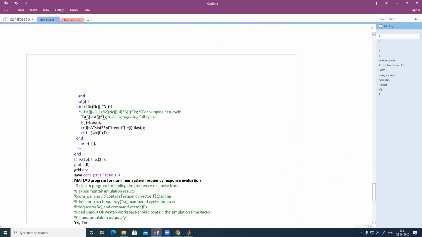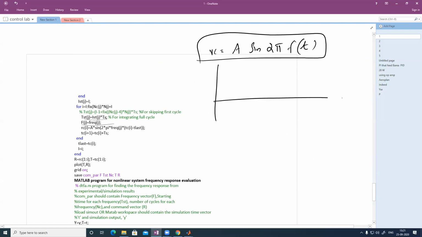I is, if earlier it is 1 into TS, the frequency you are taking, and your RC is the sinusoidal command, A sin 2 pi f t. So you are applying a sine wave. If you are applying it in the digital domain, each one will be a sample. These R1, R2 samples you will get according to this time. The time scale is 0.001, so you will get a sine wave like this, and T also you will get.